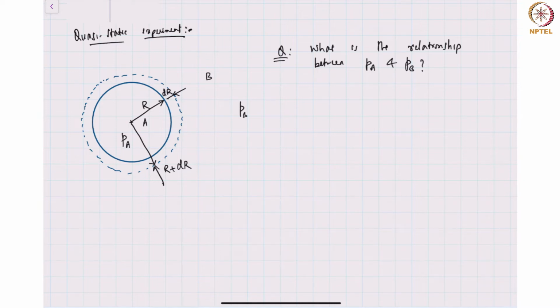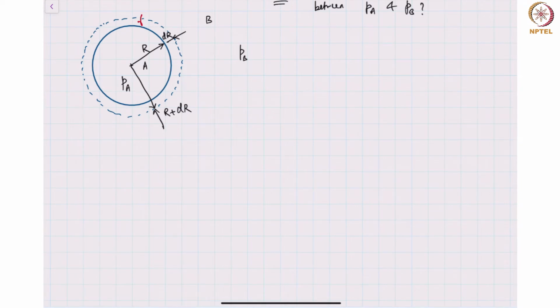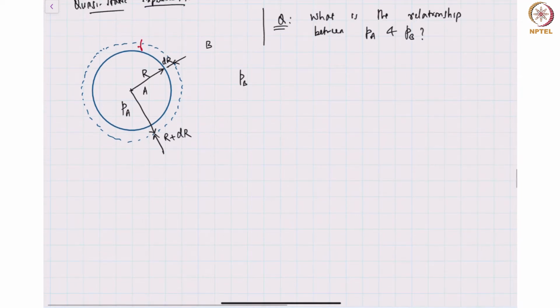But now we want to impose a surface tension. So let's call the surface tension gamma. And we want to ask what is the relationship between PA and PB in the presence of surface tension gamma. Okay, so how do we address this problem? We start by writing down the expression for the work done by pressure and any capillary force.